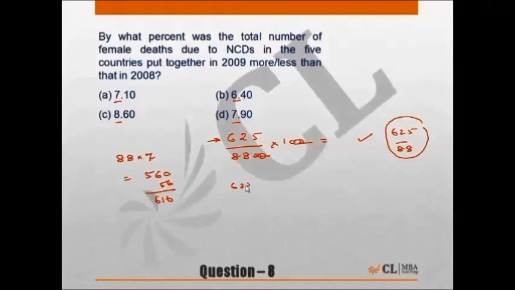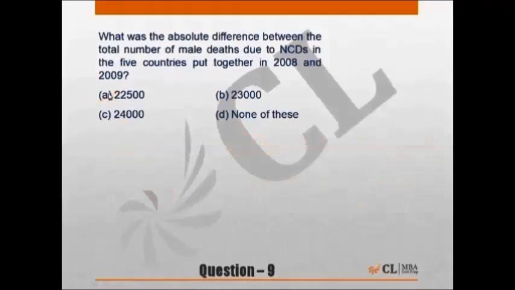So 625 should be equal to 7%, which is equivalent to 616 plus 9 as a percentage of 8800. Now again, 10% is 880, 1% of 8800 is 88, 0.1% of 8800 would be 8.8. So this is approximately 0.1. So this must be equal to 7.1%. Among the choices, the best option is choice A. Let's go to the next question.